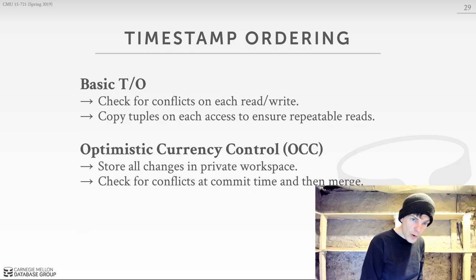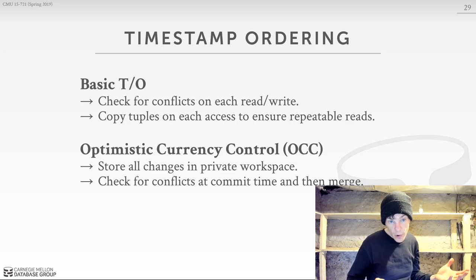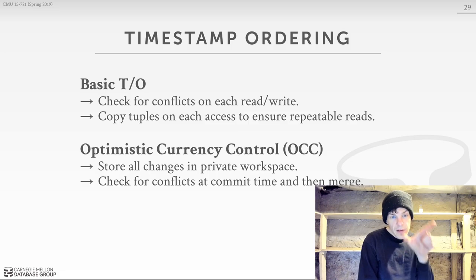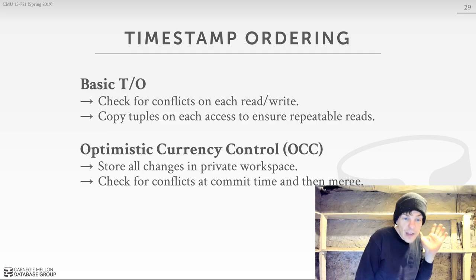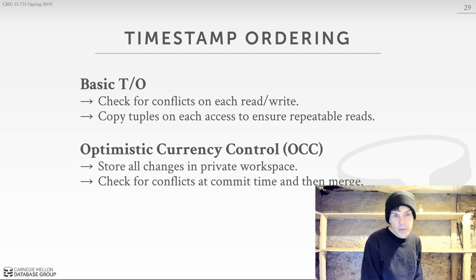All right, so the next class of protocols is called timestamp ordering. Again, this is where things get confusing. There's a basic timestamp ordering protocol, which every textbook covers and which we'll go over right now. And then there's also the optimistic concurrency protocol, which is a variant of timestamp ordering. All timestamp ordering protocols are considered optimistic, but there is one algorithm specifically called optimistic concurrency control. It is what it is. This is going to be a recurring theme throughout the entire semester, where the same name is reused for a bunch of different concepts.